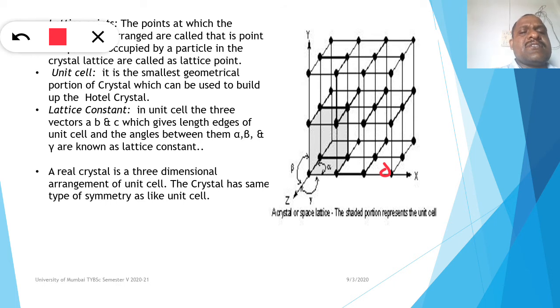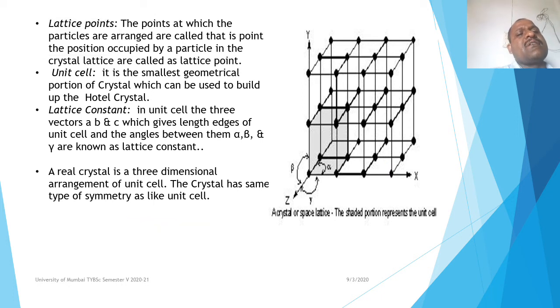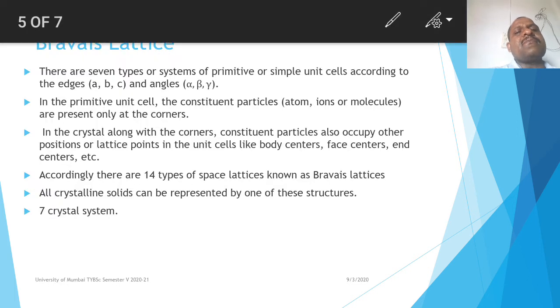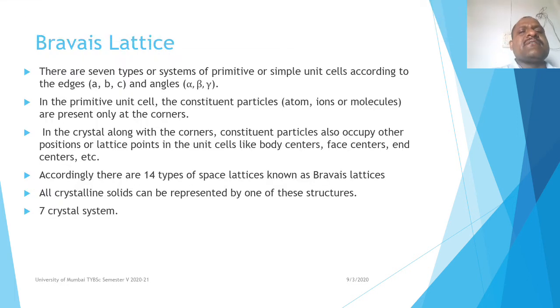In a real crystal, there is a three-dimensional arrangement of unit cells, and whatever the geometry of the unit cell, the same geometry will be observed in the crystal lattice. Suppose I have a unit cell of cubic geometry, the crystal formed from that cubic unit cell will be a cubic type of crystal. What is Bravais lattice?